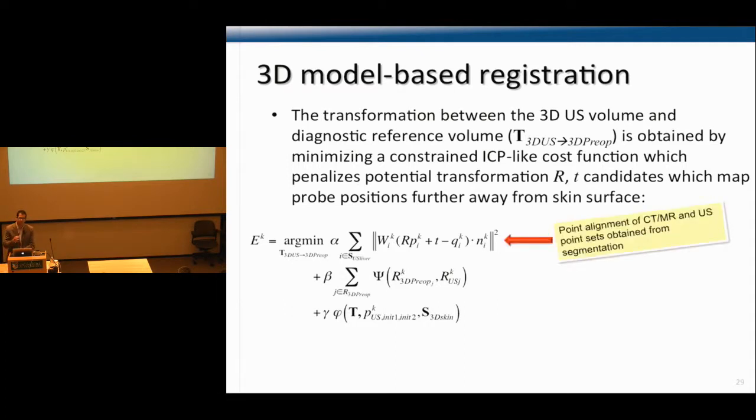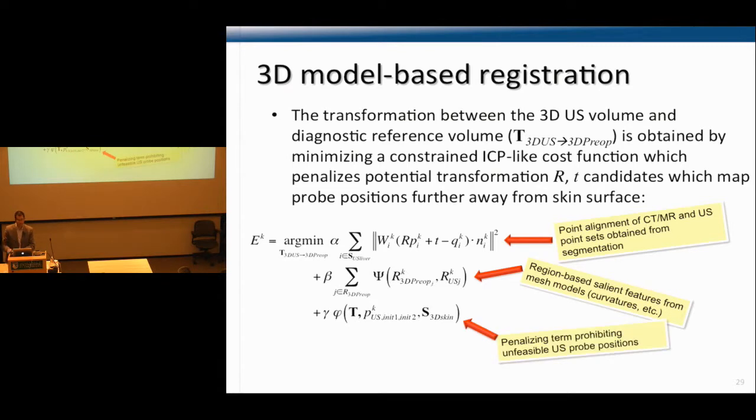It's very similar to an iterative closest point, so it's an ICP algorithm. We just include regional terms to ensure that we have regional consistency during the optimization, and that's the penalizing term with the skin surface.